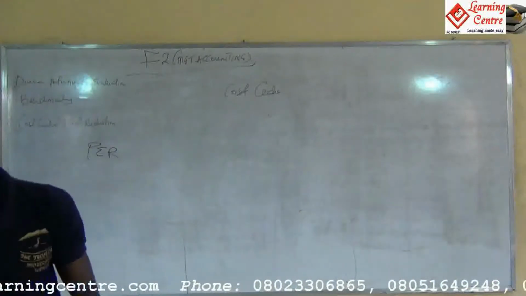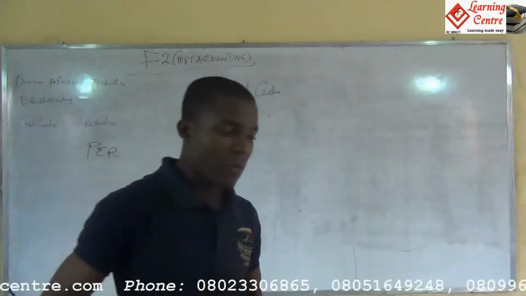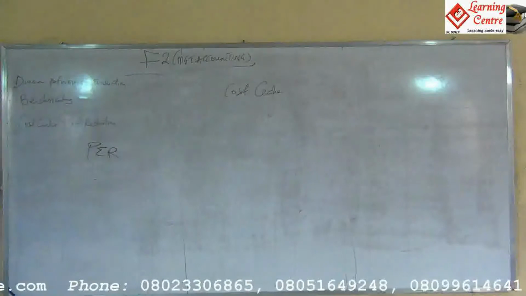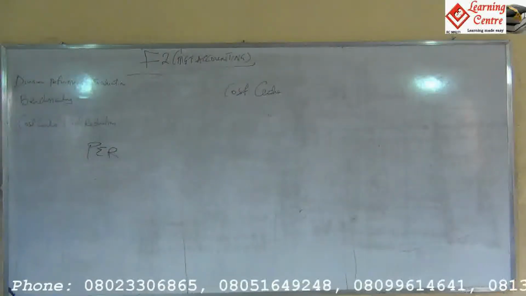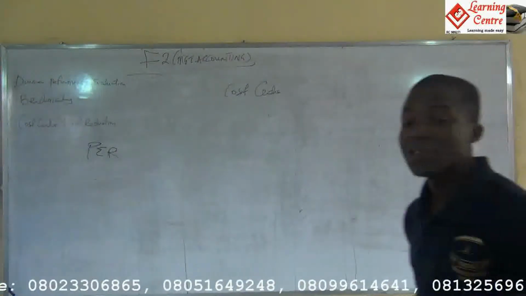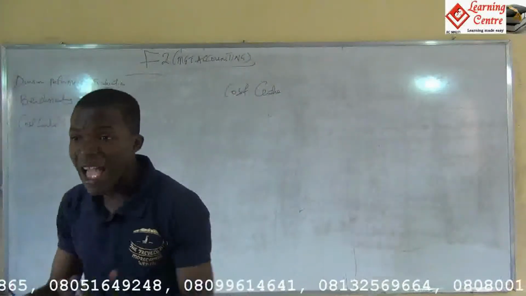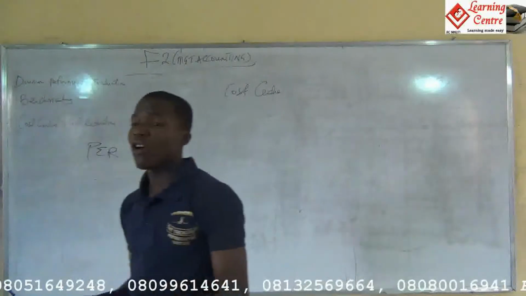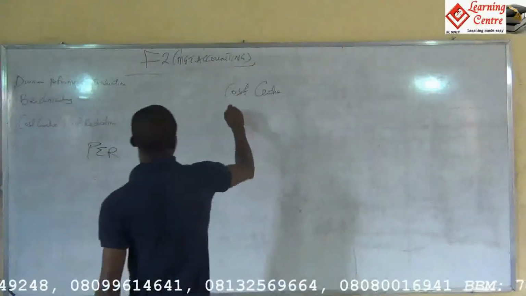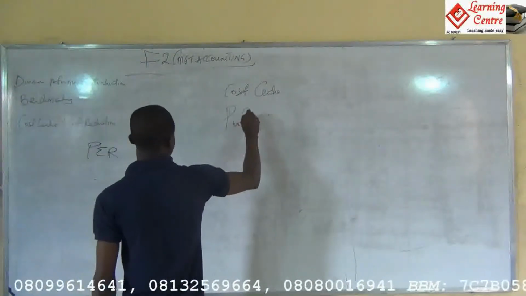So if the cost of the lecturer, the cost of the generator, the cost of the camera can be traced to the F2 class, all those costs are incurred on behalf of F2. So F2 is a cost center. We have what is referred to as a profit center.